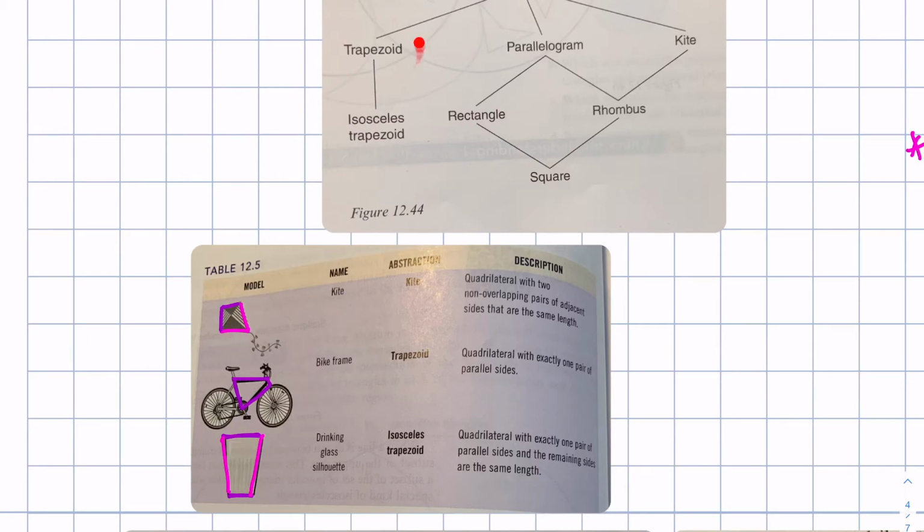If we have a trapezoid where exactly two of our sides are parallel, then it could possibly be an isosceles trapezoid if it also meets the fact that the remaining sides are the same length. So all isosceles trapezoids are obviously going to be trapezoids. That's kind of obvious from the name, but not all trapezoids are isosceles trapezoids.